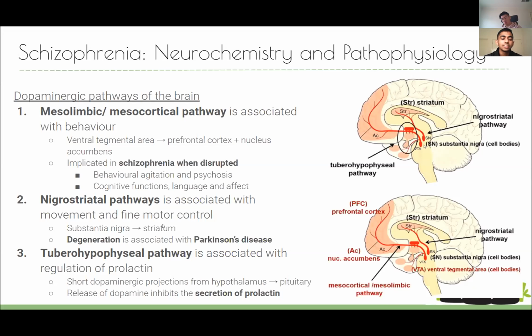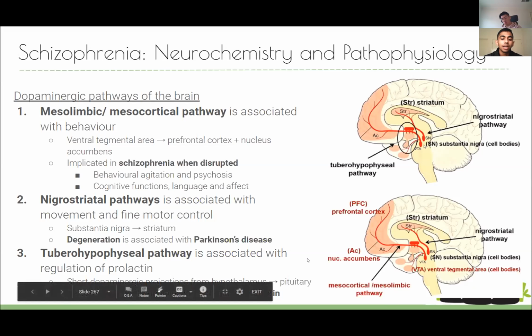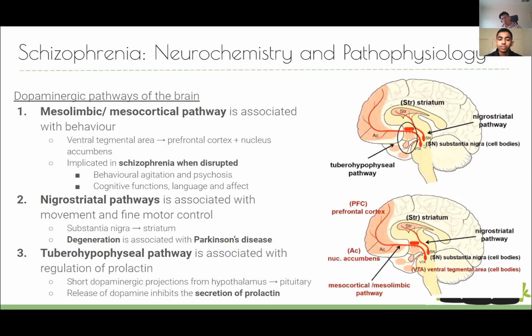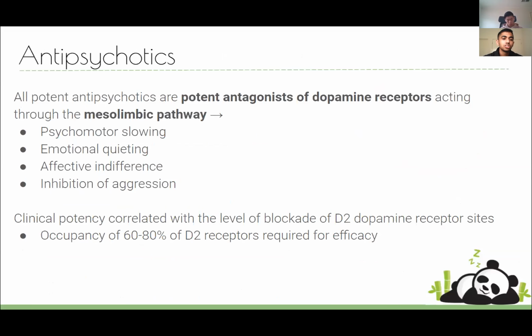So this is where there's projections from the hypothalamus to the pituitary gland. And that's involved in how we're regulating prolactin. So it's not as important as the other ones, but it's still very relevant to mention. Okay. So antipsychotics, how are they going to be working?